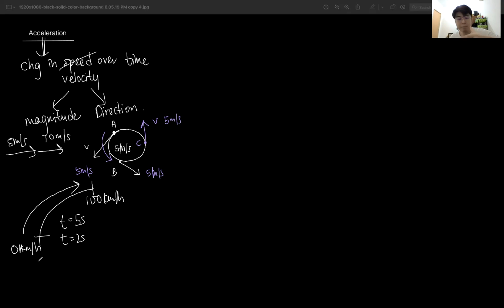The longer the time, the smaller the acceleration. Imagine you take 10 seconds to go from 0 to 100: acceleration is very small. If you take only 2 seconds, or 1 second, from 0 to 100, acceleration is very high. So acceleration is a change in speed over a specific amount of time. The longer the time, the smaller the acceleration. Okay? So whenever there is acceleration, your body will respond.